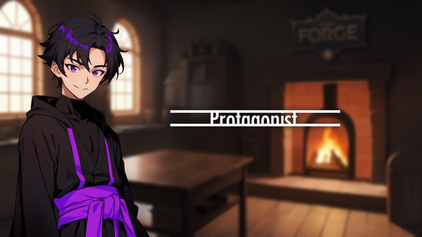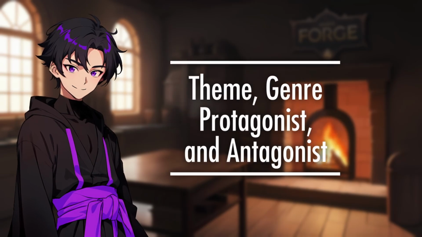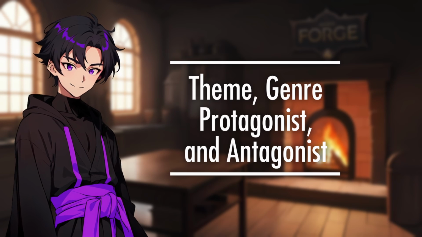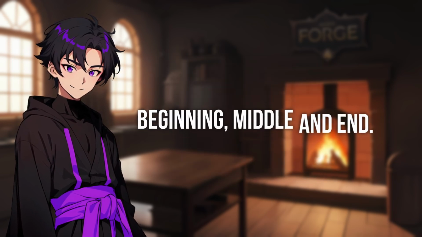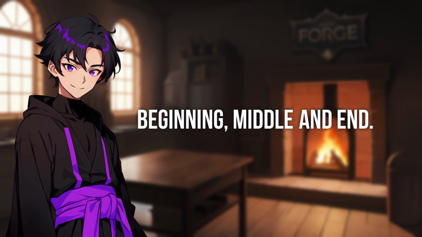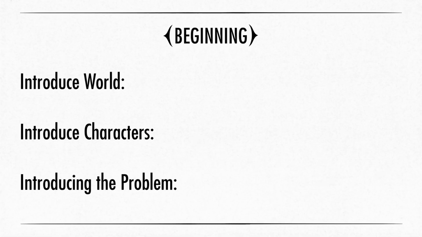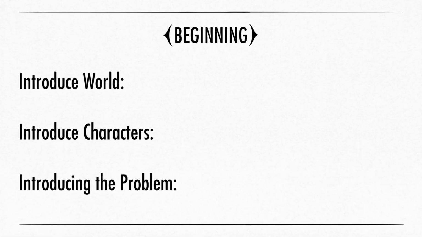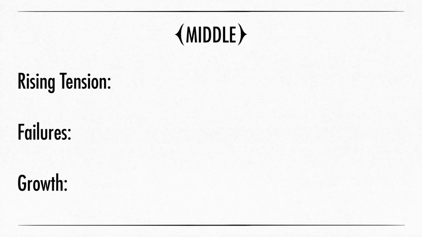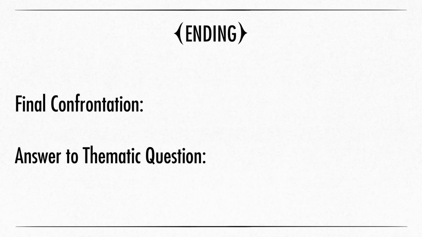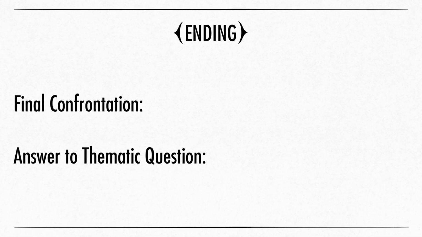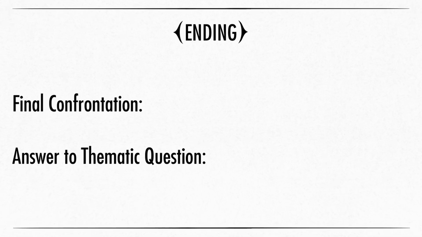Now that we have our theme, genre, protagonist, and antagonist, we can begin to structure our story. Most stories fall into the basic beginning, middle, and end. In the beginning, we'll introduce the world, characters, and problem. In the middle, we'll have rising tension, failure, and then growth for our protagonist. Then in the end, there will be a final confrontation with the main problem and answer to the thematic question.